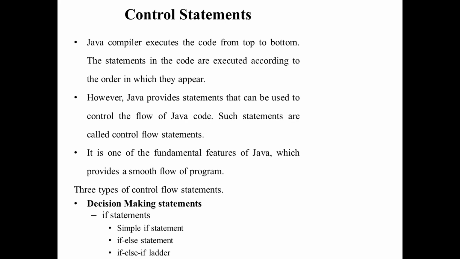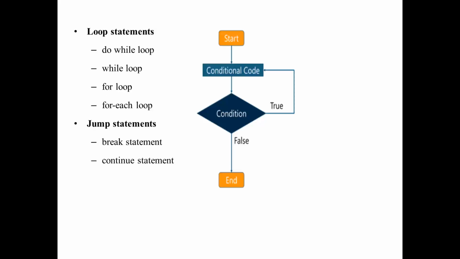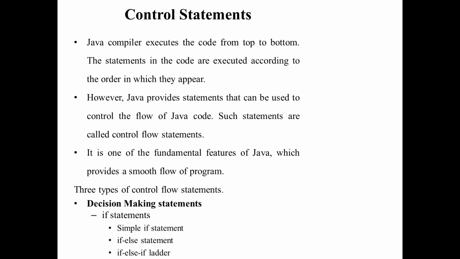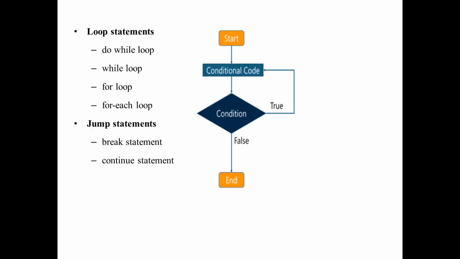There are three types of control statements: decision making statements, looping statements, and jump statements. Decision making statements are categorized into simple if statement, if else statement, and if else if ladder. Looping statements include the do while loop and the for each loop, and jump statements include the break statement and the continue statement. The logic flow is: we start, and the conditional code works on the condition. If the condition is true, the conditional code is executed. If it is false, the loop ends.